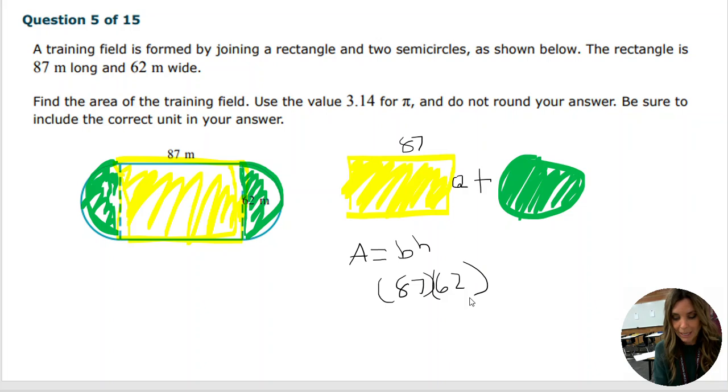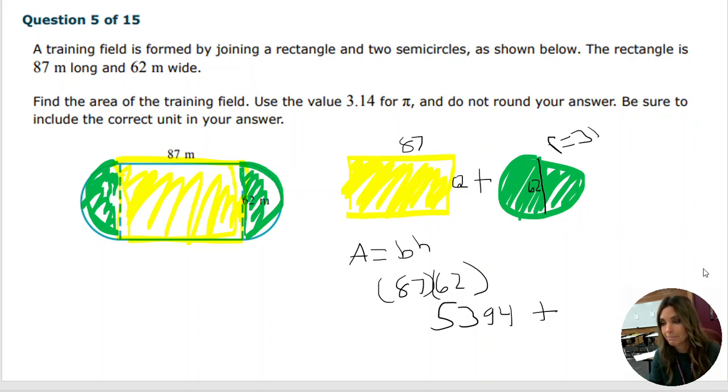So that is going to be 87 times 62. And when I do that in my calculator, 87 times 62, I get 5,394. Okay, then I am going to add the area of my semicircle. So semicircle is the area of my circle. I know that the distance across this circle is 62, which means my radius is going to be 31.